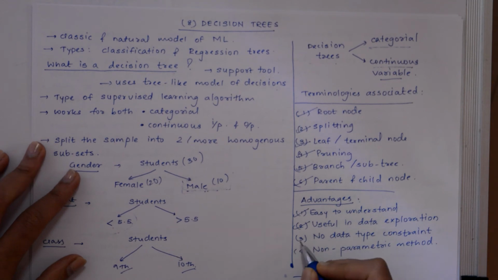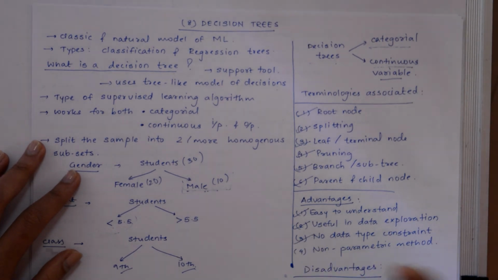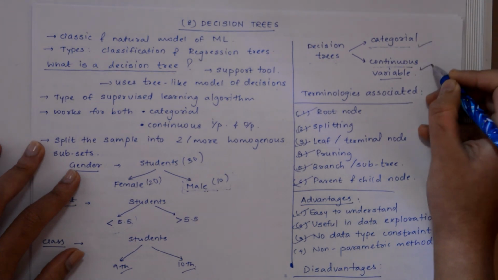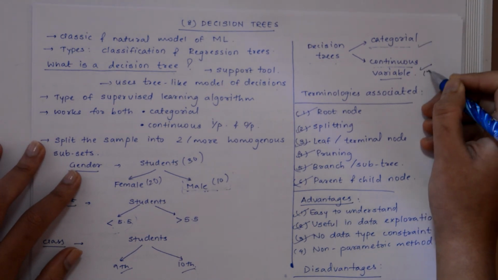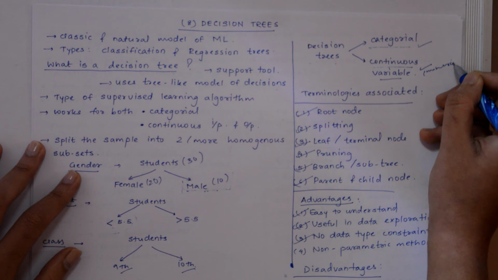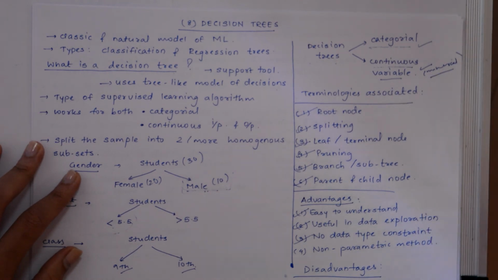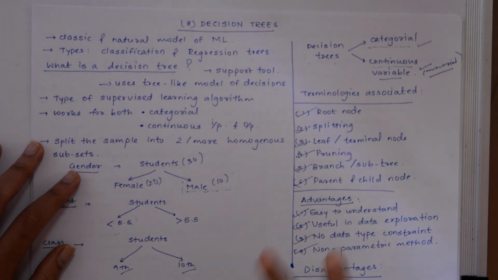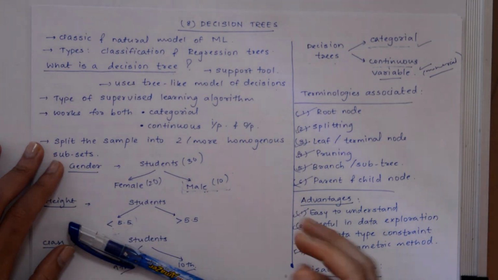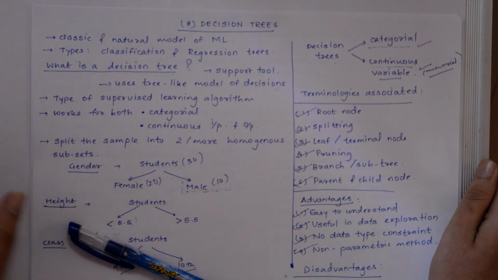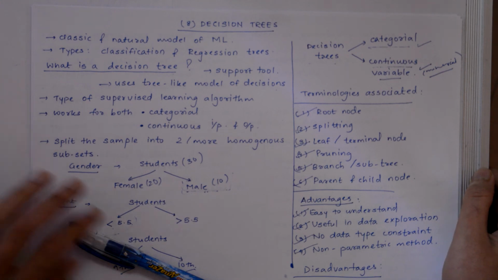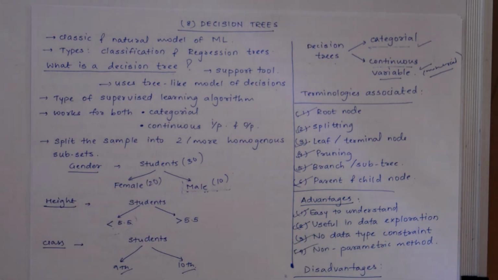Then the third one is no data type constraint. It can handle both categorical or continuous variables, that is numerical. And it is a non-parametric method. Decision tree is considered to be a non-parametric method. This means that decision trees have no assumptions about the space distribution and their classifying structure.